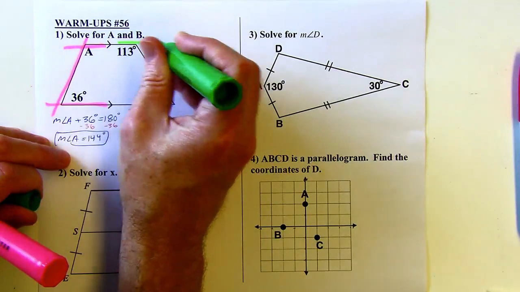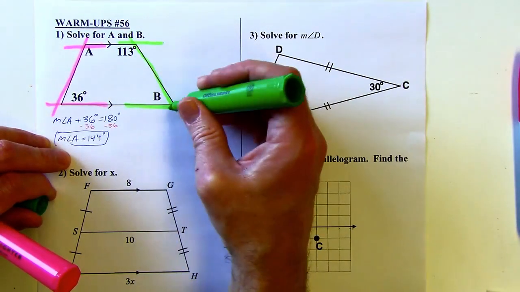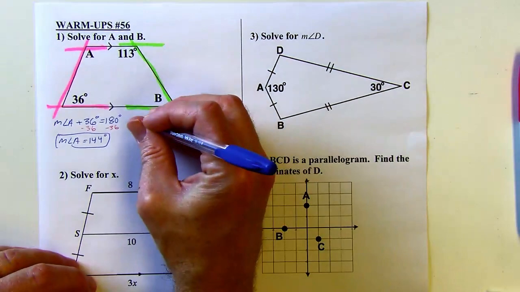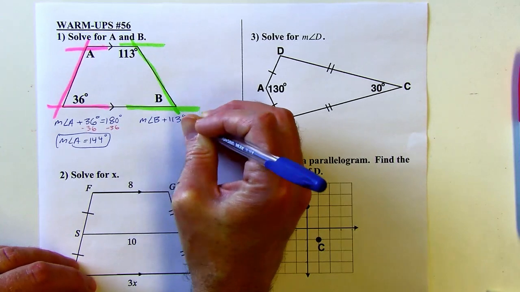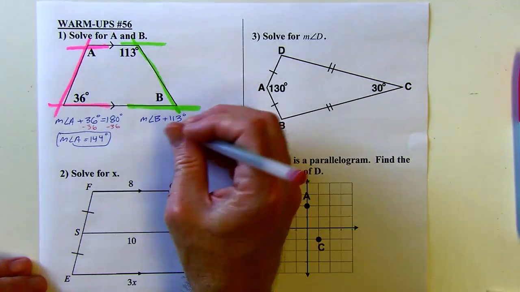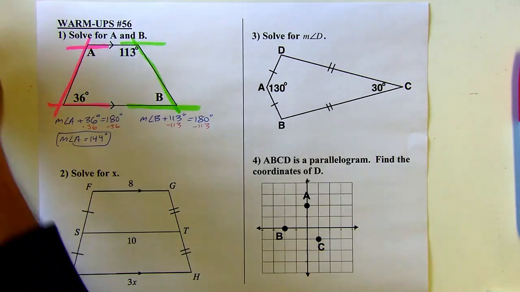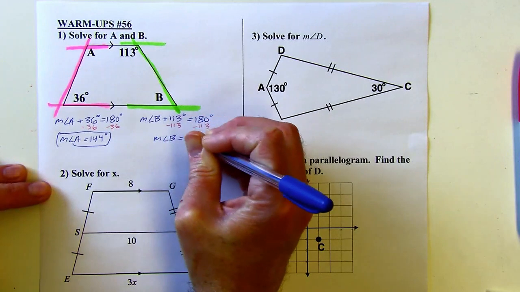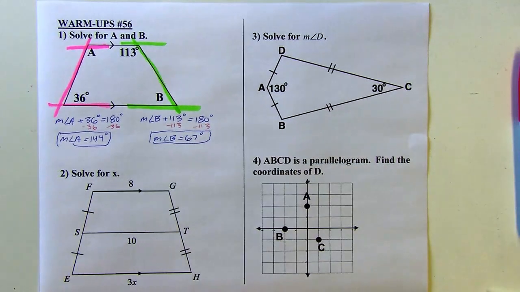And then I'll do the same thing on the other side of this. So I'll think of this as my tracks here, and I got a new transversal. These again are going to be consecutive interior angles, and they're going to be supplementary. So measure of angle B plus 113 degrees is going to be 180 degrees. And again, subtract to solve for the angle. And I'll get 67 degrees. Okay. All right. Next up.